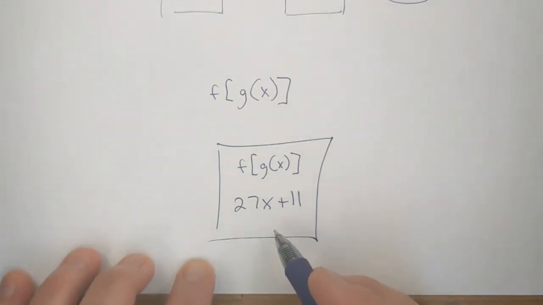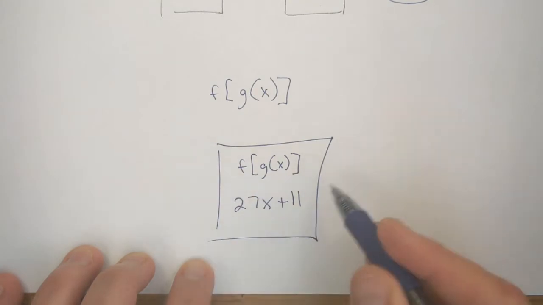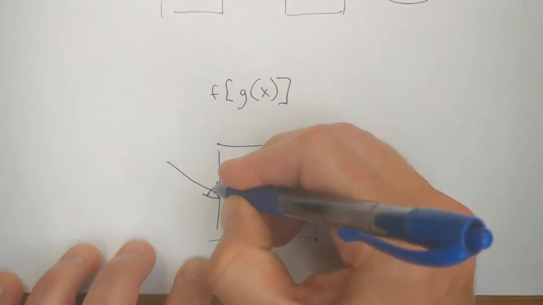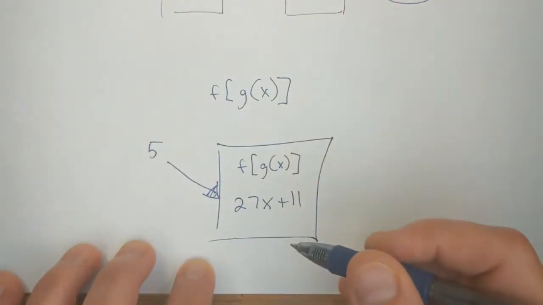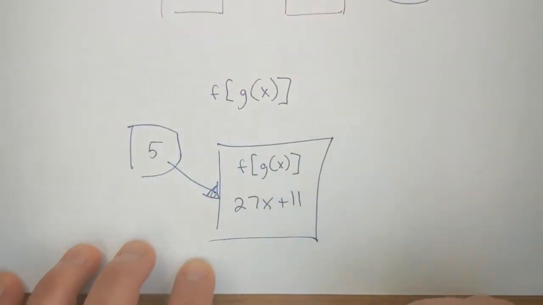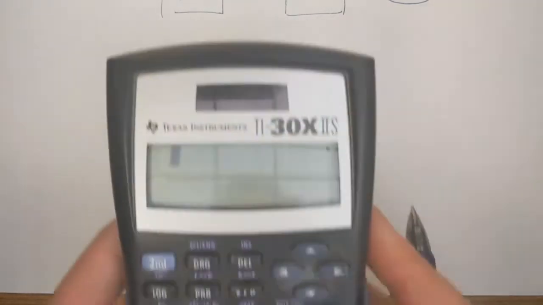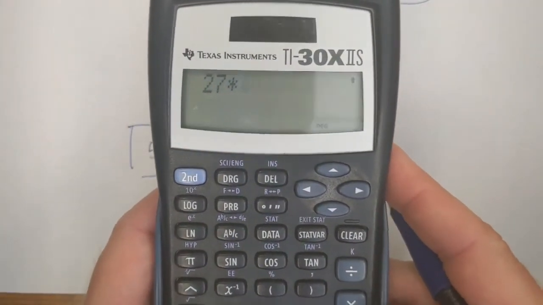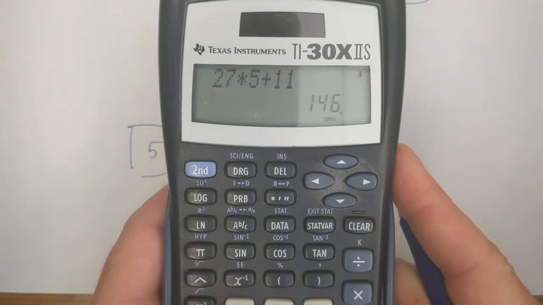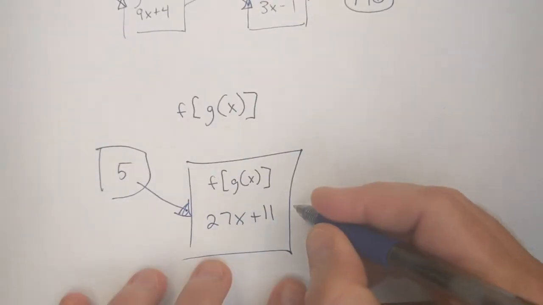Imagine having this large machine, f of g of x. With this large machine, you can simply take a number like 5 and plug it in, do 27 times 5 plus 11. Let me double check this real quick. 27 times 5 plus 11 comes out to 146.